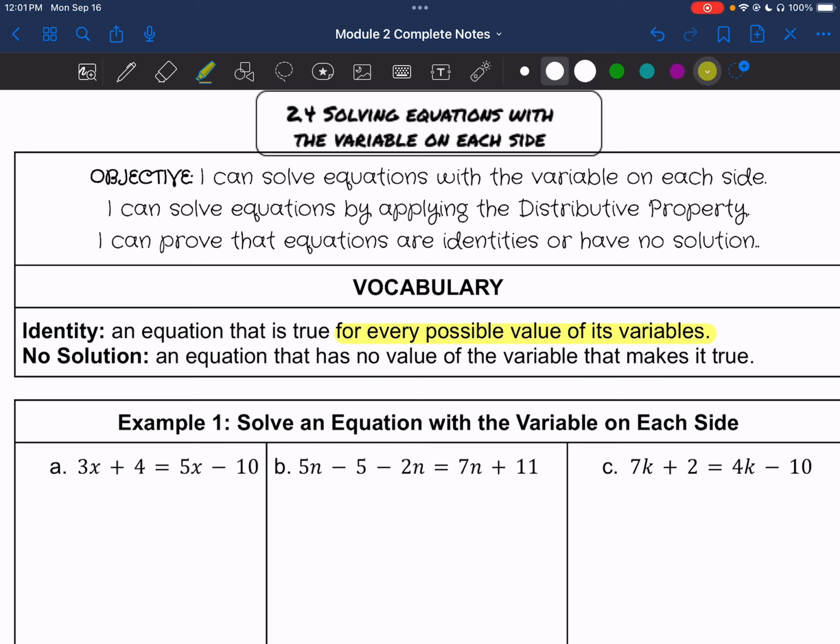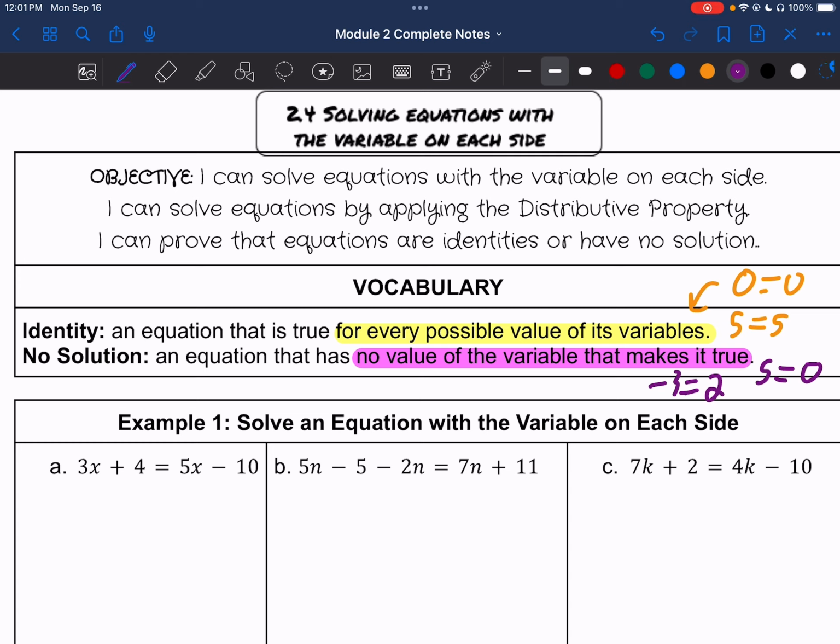The way we're going to see this is we're going to have something like 5 is equal to 5, or 0 is equal to 0. Those are going to be identities. Now our second one is a no solution. It's an equation that has no value of its variables that make it true. So the way we'll see this one shown is something like 5 equals 0, or -3 equals 2, right? Those are not equal to each other, so there are no solutions.